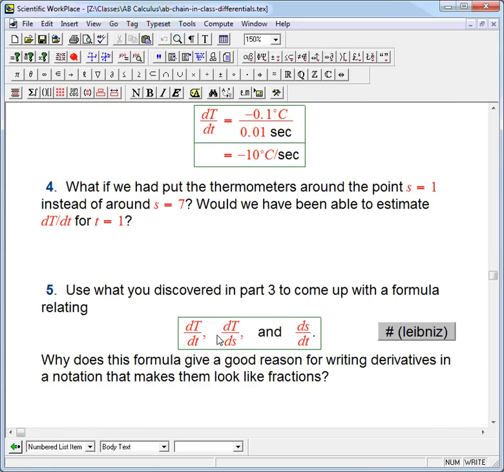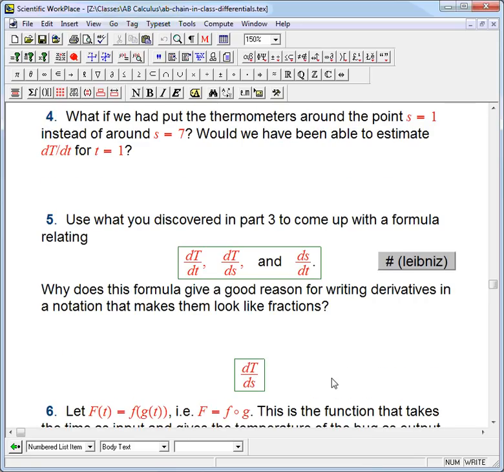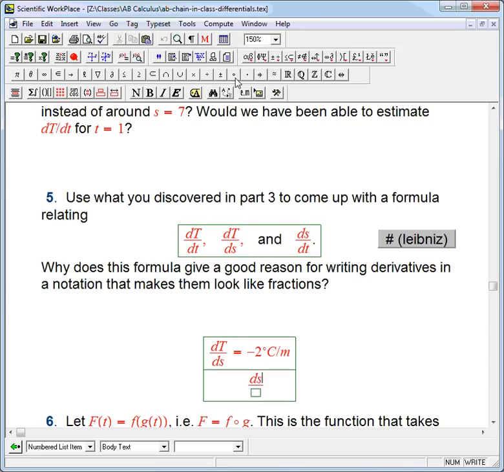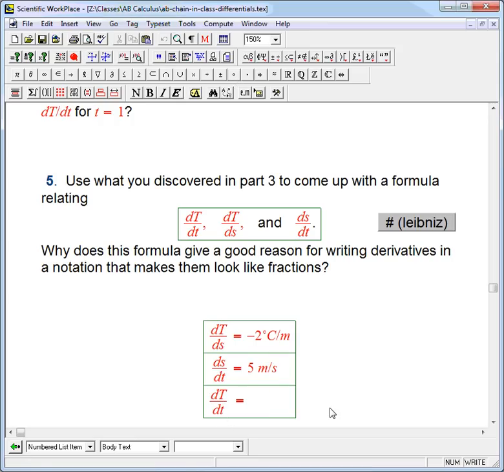Let's look at number 5, and let's just look at the numbers we have. We have the dT/ds, that was one of the givens. That was minus 2 degrees Celsius per meter. We had the ds/dt, that was another one of the givens. That was 5 meters per second. And we just figure out that dT/dt, what we were really interested in, the final quantity differentiated with respect to the initial quantity, was minus 10.